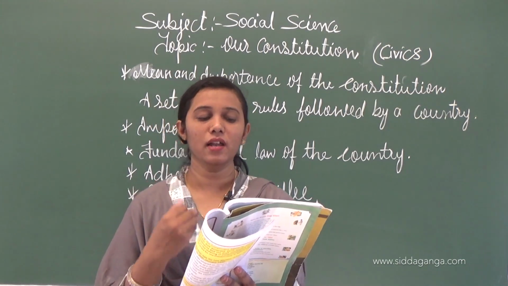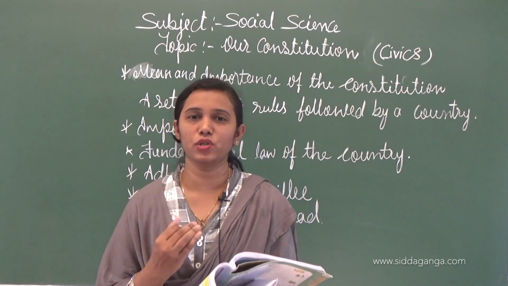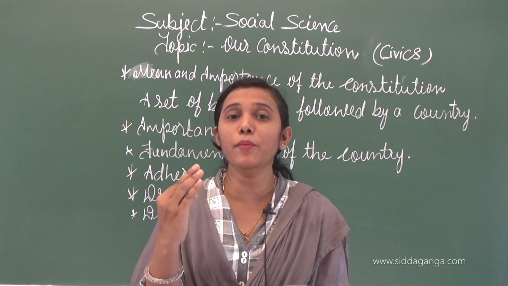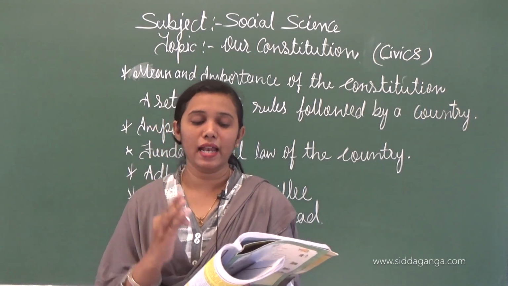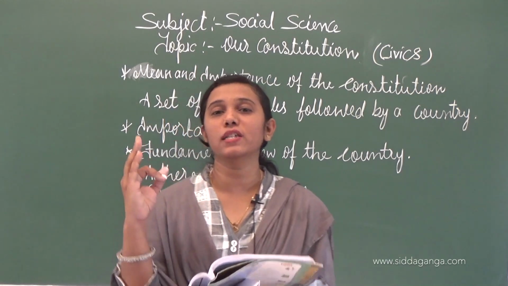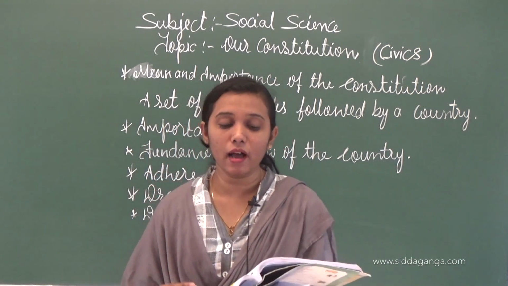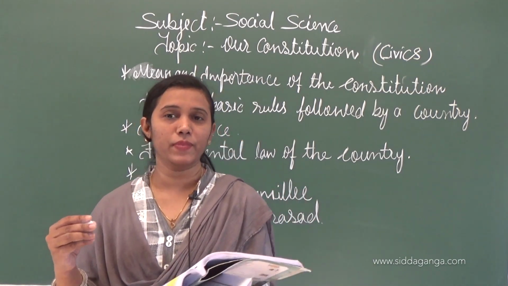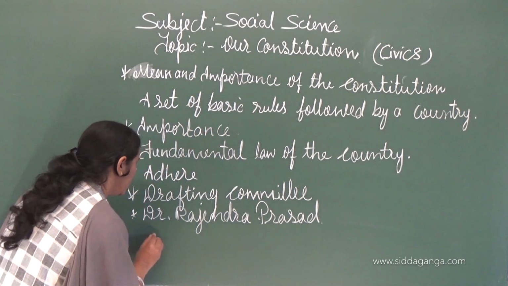Understood? See here, listen here. The Constituent Assembly prepared the Constitution. Dr. Rajendra Prasad was elected as its president when the assembly met for the first time. Okay, there were 299 members in the Constituent Assembly. How many members here? There were 299 members.